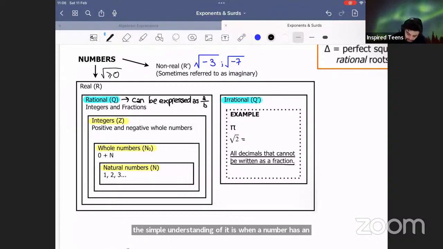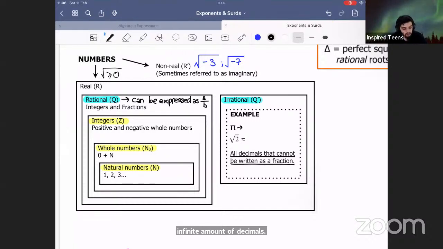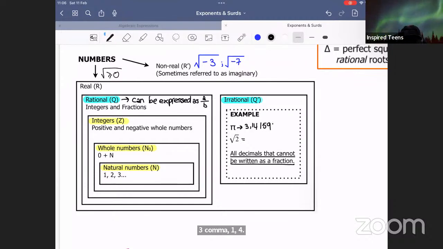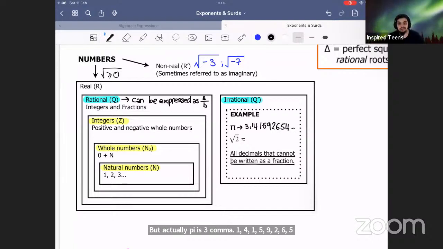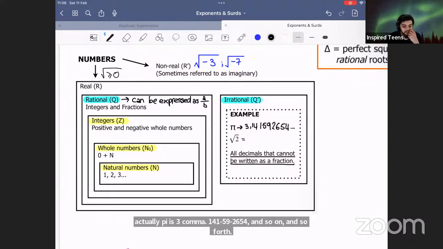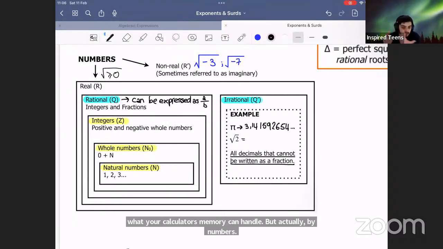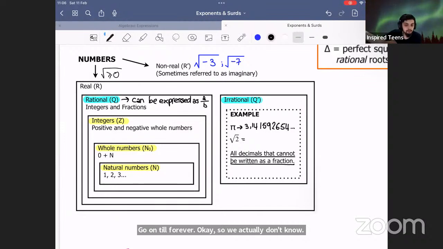Let's talk about pi, for example. If you insert pi in your calculator, we generally know pi is 3,14, but actually pi is 3,14,15,92,654, and so on and so forth. It goes on till forever. It stops at that number because that's what your calculator's memory can handle, but actually pi's digits go on forever. So we actually don't know its last value because it's always adding more numbers.